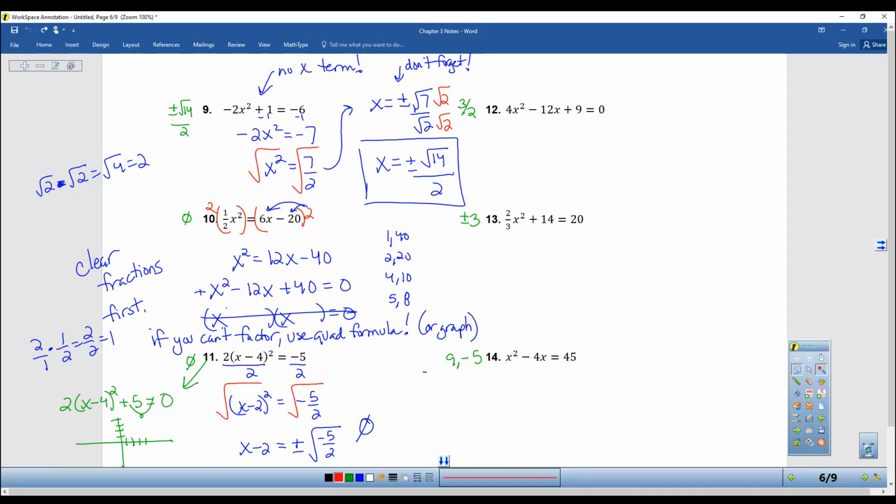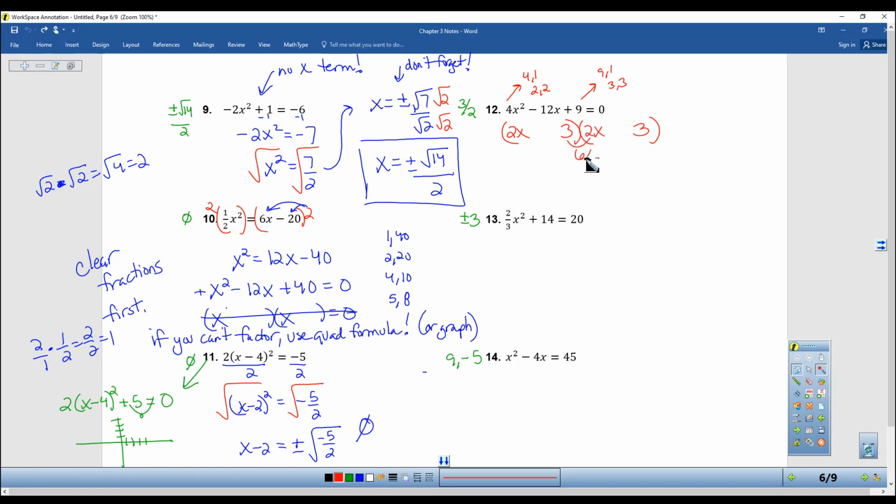Number 12. Number 12 is already equal to 0, and there is an x term, so I'm going to jump straight to factoring. I do like to look to see if there's anything that I can factor out, but this is a 4 and that's a 9. They have nothing in common. This could be 4 and 1, but I would start with 2 and 2. And if it doesn't work, I'll switch to 4 and 1. And this could be 9 and 1, but it also could be 3 and 3, and I just think it's better to start with the ones that are closest together. You've got the highest probability of getting it right when you start with the ones that are closer together.